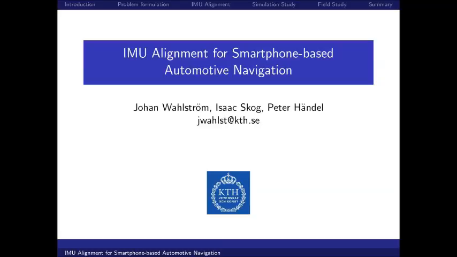In this video, I'll show you how to utilize inertial measurement units in smartphones for automotive navigation when there is no a priori information on the orientation of the smartphone with respect to the vehicle. Although this is not the first proposed solution to this problem, I believe this method has a number of advantages. The primary one being that the algorithm is a very straightforward extension of the standard method for GNSS-aided inertial navigation. This means that it should be easy to understand for anyone with previous experience of these types of filters.